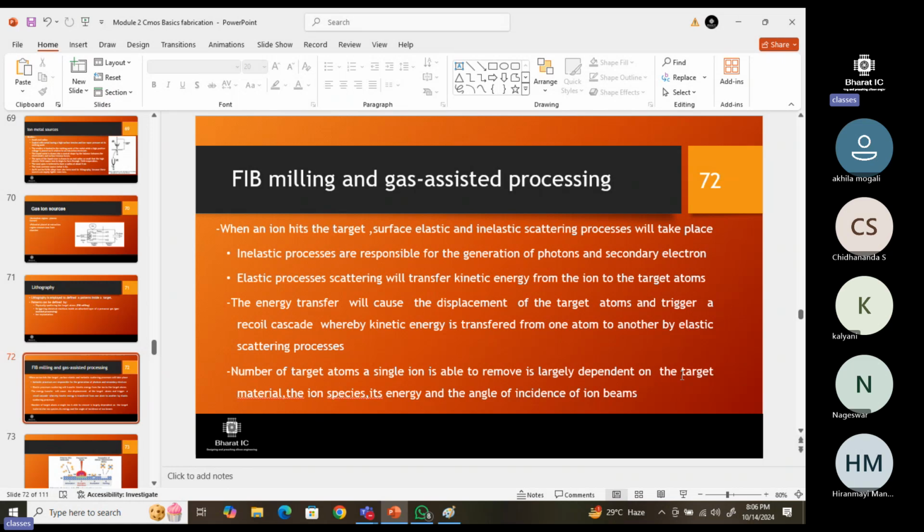The source of the ion beam, the quality of the target material, the angle of incidence, all should be very accurate compared to the 10 atoms consideration. If it is a 10 atom consideration, this value might be fitted, but if you're going for 100 atoms you want to target, then the quality needs to be improved. So that kind of concept is actually here. Okay, so is it now clear how FIB milling and gas assisted processing happens?